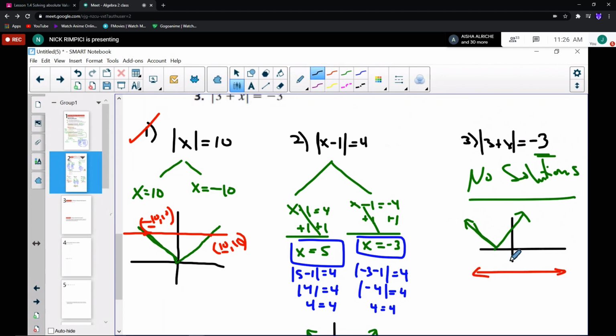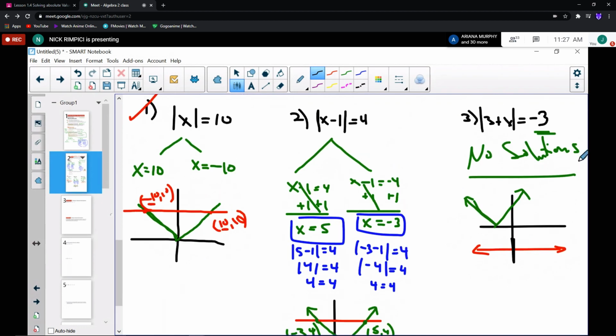So you can see then that this and this never intersect. There are no solutions. There's no point where the two graphs touch. Since that happens, there's clearly no solution.